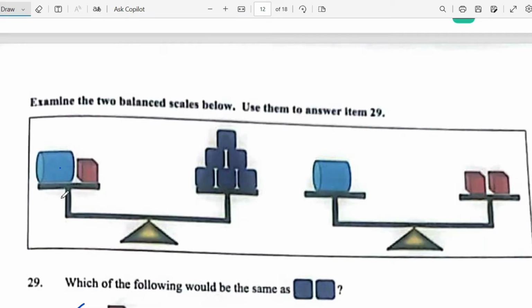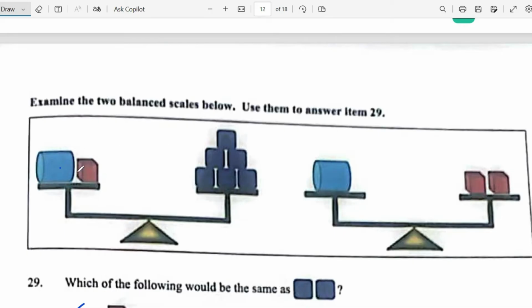So we can look at this pattern and see that if we were to have 2 of the cubes, because technically here is 3 cubes. Remember, one cylinder represents 2 cubes, so therefore it's 3 cubes here.